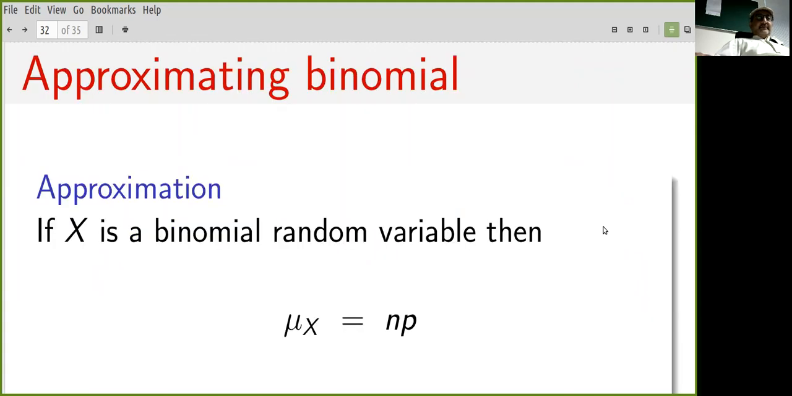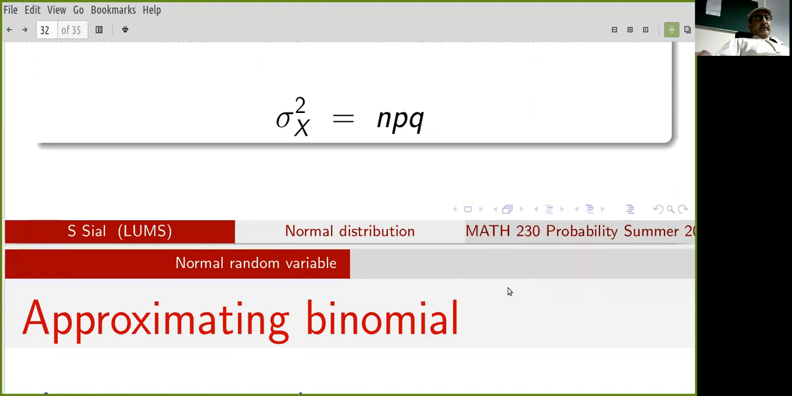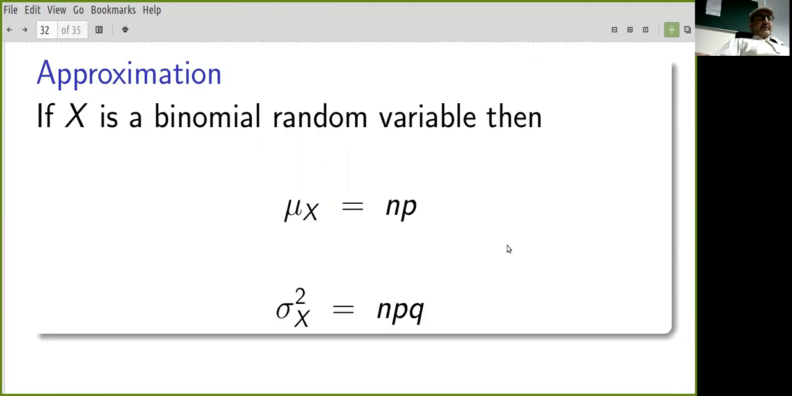Now we come to another important application. Supposing that X is a binomial random variable, and then you recall that its expectation is n times p. P was the probability of a success, remember? And the variance was npq. Q was the probability of failure, which is equal to 1 minus p. And small n was the number of trials.